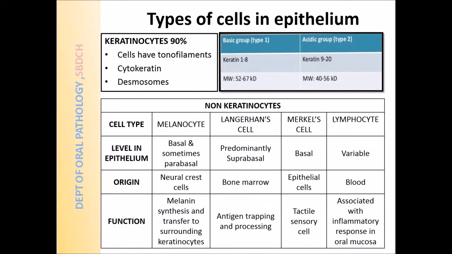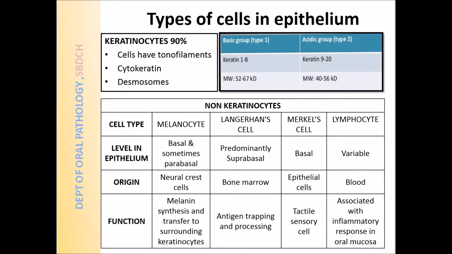Types of cells in the epithelium. It is broadly classified into keratinocytes and non-keratinocytes. 90% of the cells present in the epithelium are keratinocytes, which have tonofilaments, cytokeratins and desmosomes. Cytokeratins are broadly classified into two groups, that is basic group and acidic group.